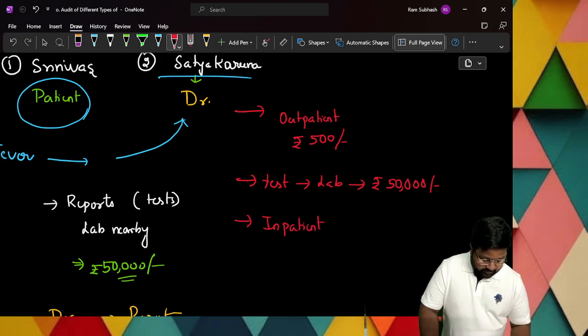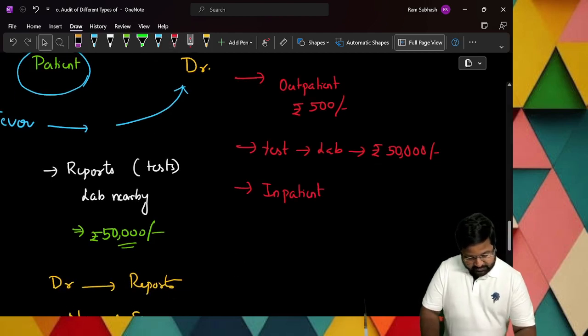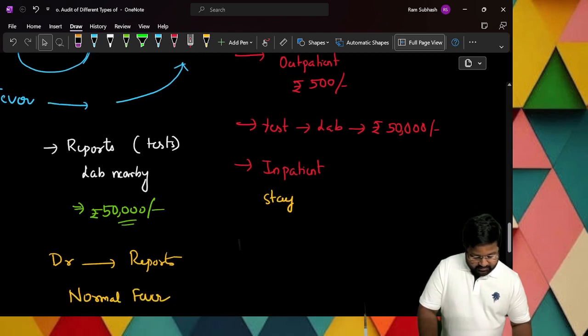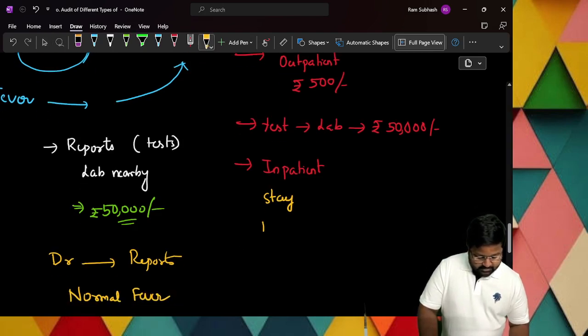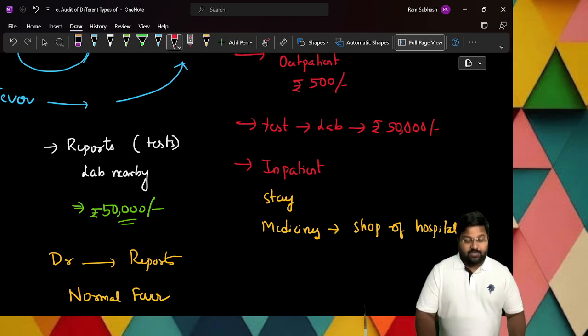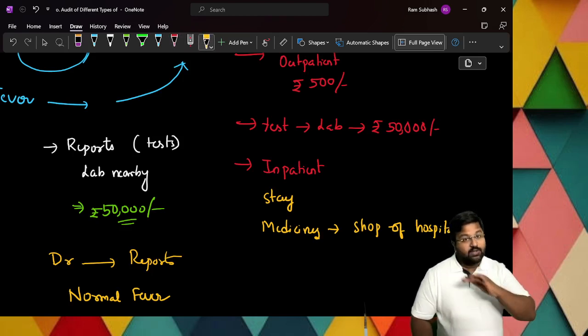Outpatient became inpatient. So while he is an inpatient, he has to stay there now. During that time, they have prescribed him some medicines. These medicines are also bought from the medical shop of the hospital, which is nearby. Also during this time, outside food is not allowed.